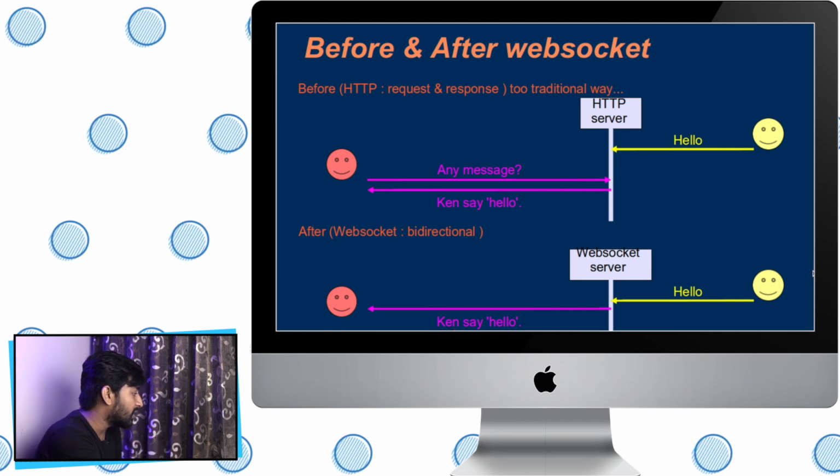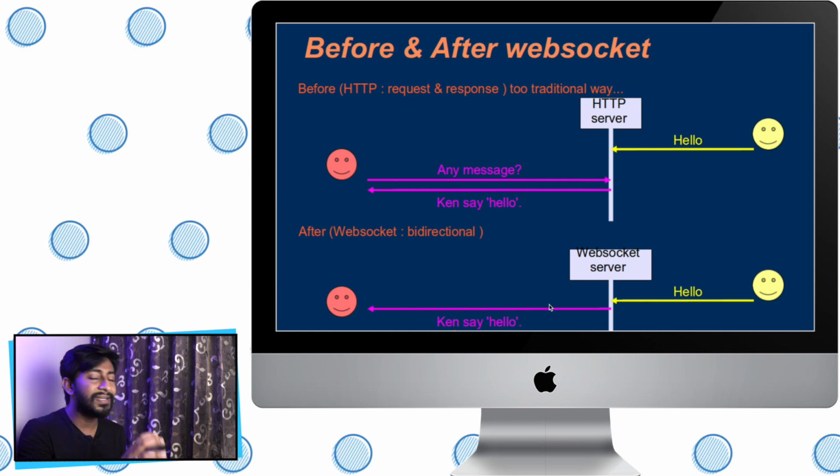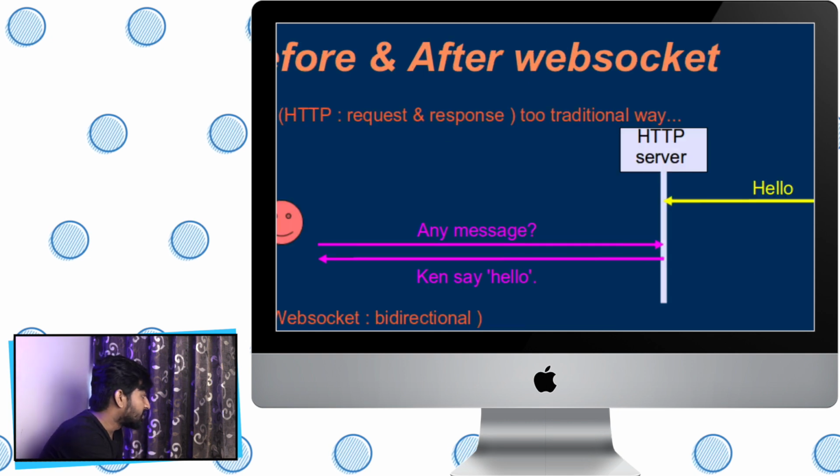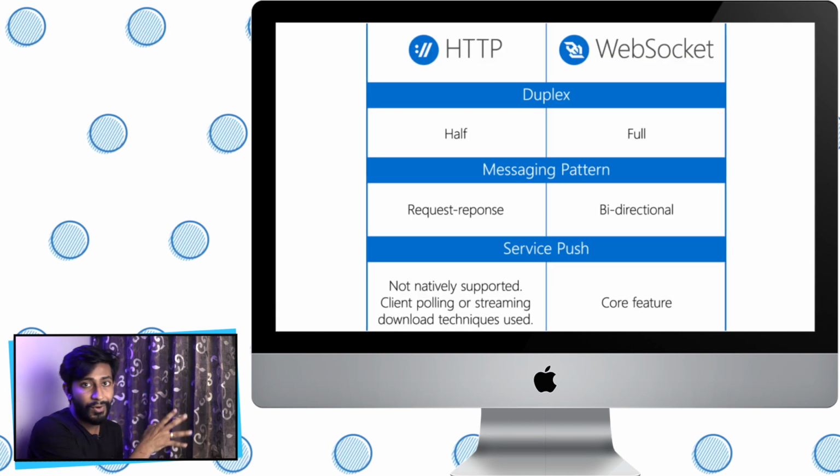While in the case of WebSocket, as you can see, as soon as this yellow client sent hello to the WebSocket server, at the same time the red client received the message hello. So it is a real-time server. As you can see the difference, the WebSocket server is a real-time server in which the message is received on the other side, by the other client, in real time. That's the messaging pattern used in WebSocket. It is a bi-directional pattern, while in HTTP it is a request and response pattern. That's the difference. This is the most important difference, I think.